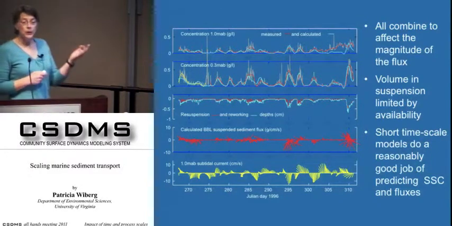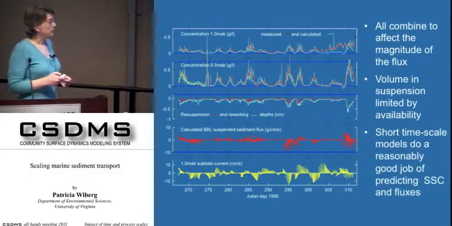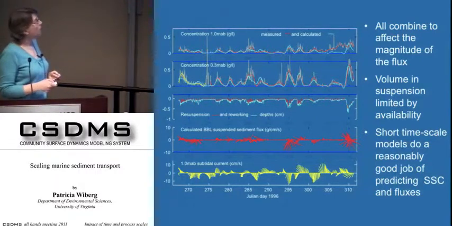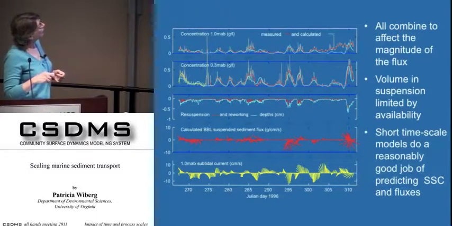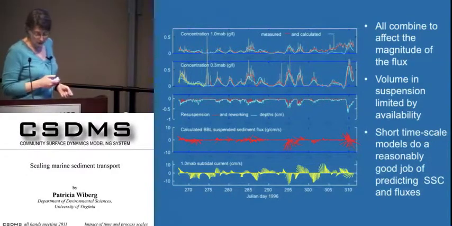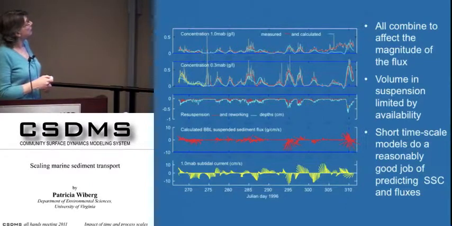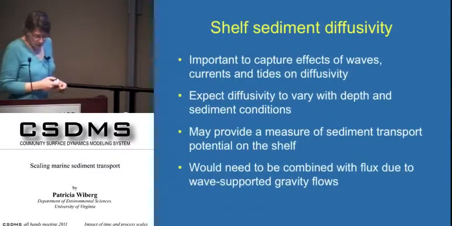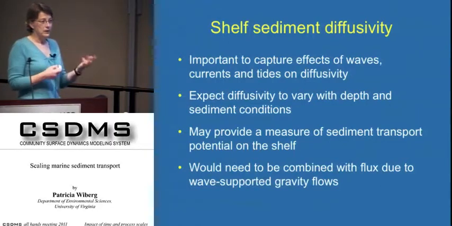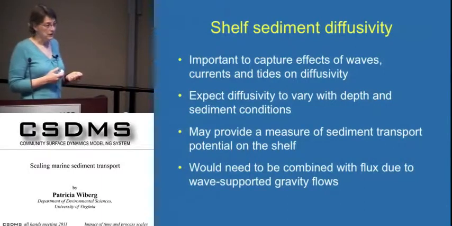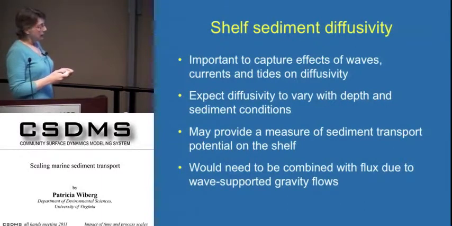And we're able to do a pretty good job representing these processes on the short time scale with a variety of models. Actually, up here, the lighter color are calculated concentrations, and the red and the gray are measured values. And in general, we can do reasonably well. So the question is, how can we combine all of those things, the waves, currents, and the tides, into something that's like a diffusivity? And it's important to capture all of those effects.